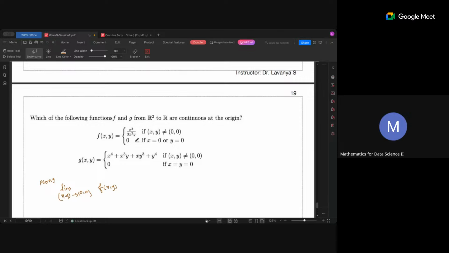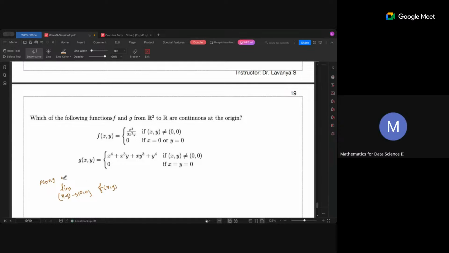Why? Ma'am, not 0. It does not exist. Okay, so tell me along which curve it exists or it does not exist. How do we prove it? We can take y equal to x, then it will be x cubed by 3x cubed, 1 by 3. It wouldn't be equal to the second one. Which is the second one? If we take y equal to x, it will be 1 by 3, right? And second limit is given as 0.